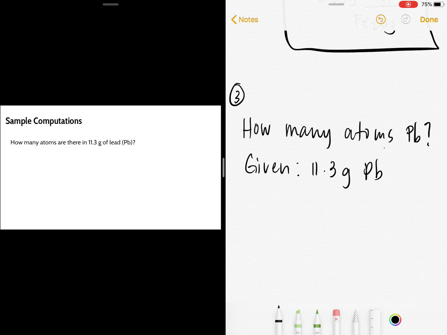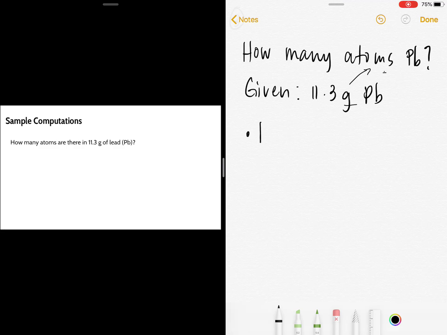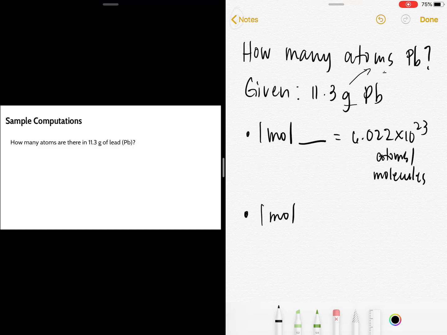So, tingnan mo. From grams, ang hinahanap sa'yo is atoms. Tingnan mo, we have two conversion factors, di ba? 1 mole of any substance is equal to the Avogadro's number times 10 raised to 23. Depende kung anong hinahanap, pwedeng atoms ang unit, molecules, or particles. The second conversion factor na binigay ko is 1 mole of any substance is equal to its molecular mass in grams.